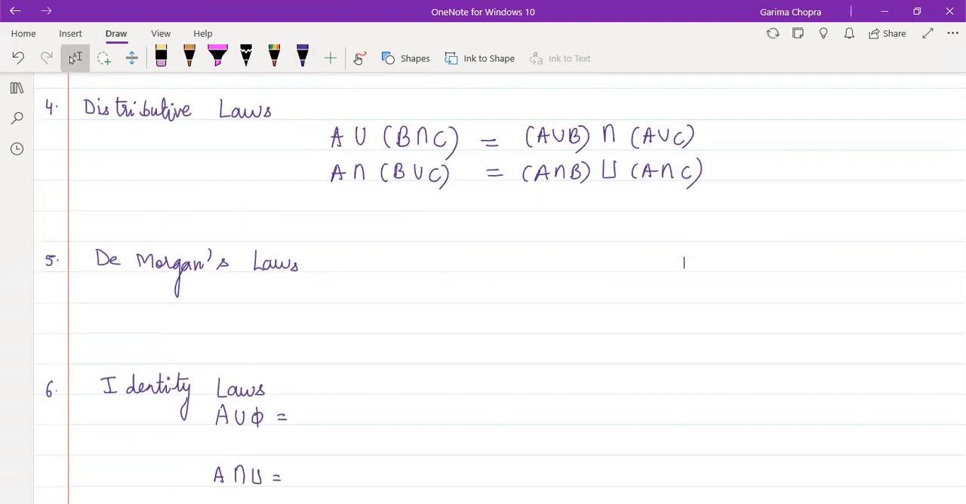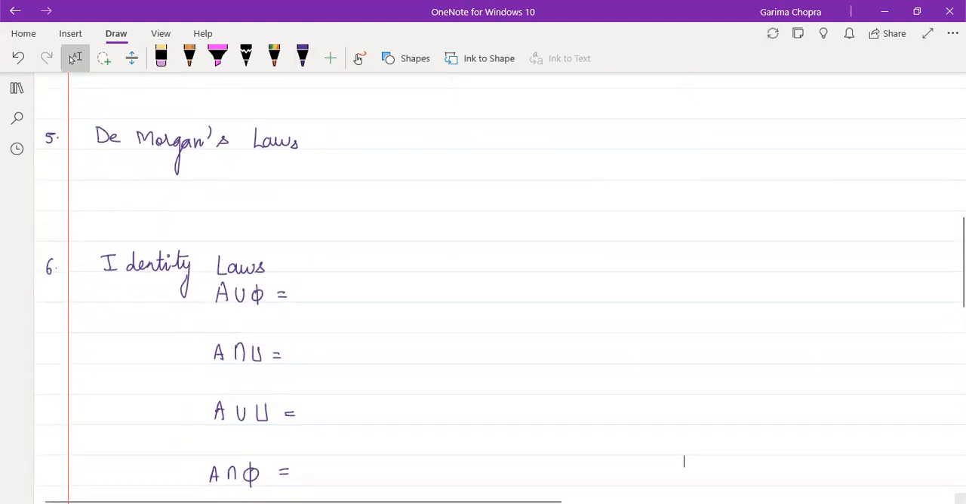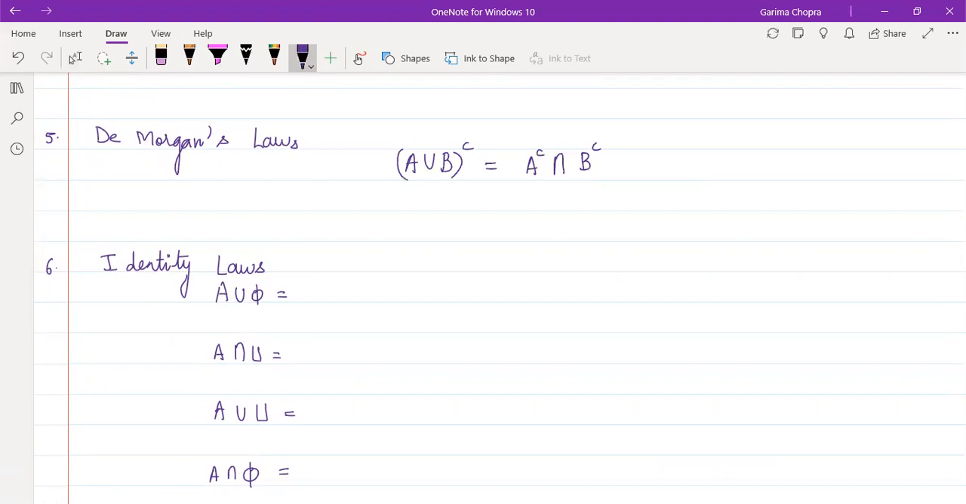Then another law, the fifth one, is De Morgan's law. This is the law in which we talk about the complement also. The first form of De Morgan's law is A union B complement. It can be written as A complement, and this union operation becomes the intersection operation, B complement. And the second version is A intersection B complement, which will be A complement union B complement.